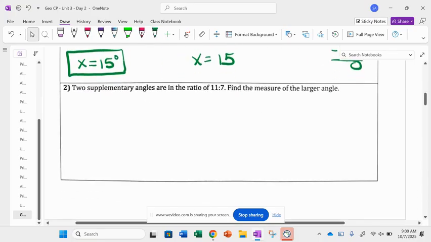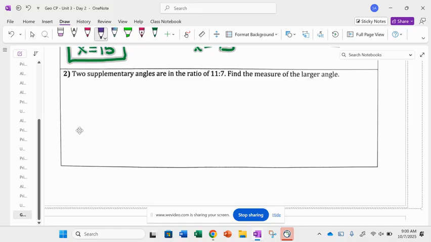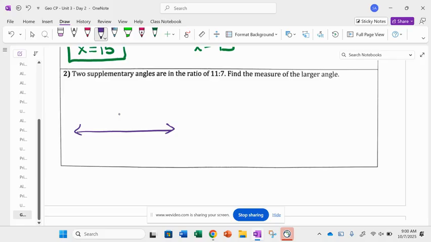Yep. All right, so it says two supplementary angles are in a ratio of 11 to 7. So am I going to call one of them x in this one? No, because it says ratio, but I still need to draw a diagram. Because it just says supplementary angles, am I going to draw a right angle or a straight angle? Straight angle. And I'm going to take that straight angle and split it into 2. But now I need to label the angles. Well, it says it's in the ratio of 11 to 7. When I pull those numbers out of a ratio, what do I have to put with it? An x. So I'm going to call one angle 11x. I'll call the other angle 7x.